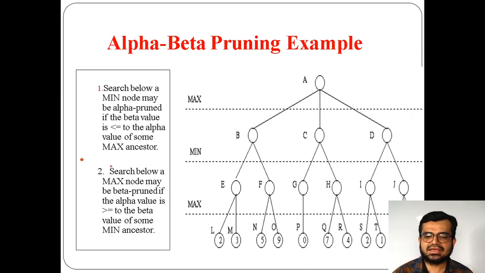We can take another example here. We are taking a tree. Here the values at the leaves are called evaluated values, but they are not final evaluated values. They are intermediate evaluated values, because the final evaluated value will be either +1, -1 or 0. But here we are taking some other values like 2, 3, because these are not final evaluated values. The evaluated values are 2, 3, 5, 9, 0, 7, 4, 2, 1, 5, 6.